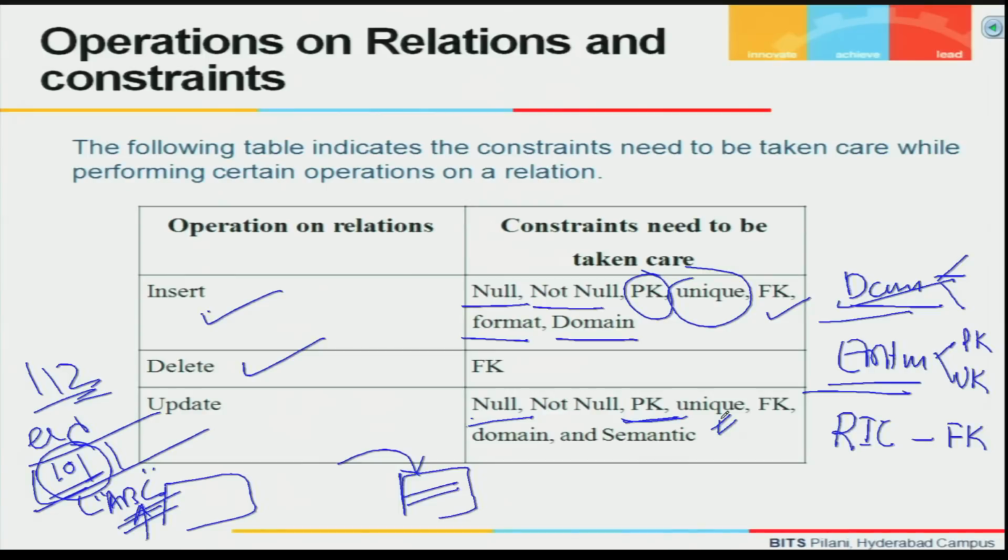Similarly, we need to take care of the uniqueness constraint. At the same time, the foreign key constraint also needs to be taken care of, because the value you are going to change in the relation may be referring to some value in some other relation under some column, which is referenced by this table in which you are going to make some changes or modifications to some rows or tuples. We need to be careful about that.